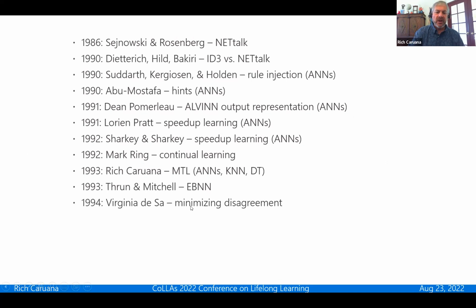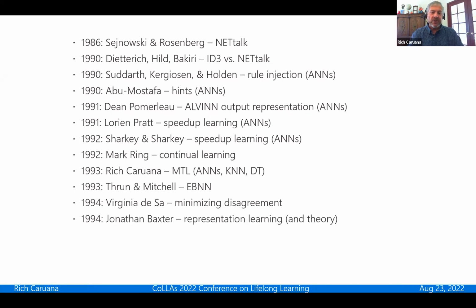And then Virginia de Sa's work was on minimizing disagreement. So basically, she would have one neural net that's learning, say, from acoustic signals, and another neural net that might be learning from visual signals. And if they were learning similar related tasks, she wanted what was learned by one neural net to have similar prediction classes as what was learned by the other neural net. So she was minimizing the disagreement between these two independent neural nets. So they didn't share a representation, but what they shared was the predictions they were making, and they tried to inform each other, kind of like a co-training situation.